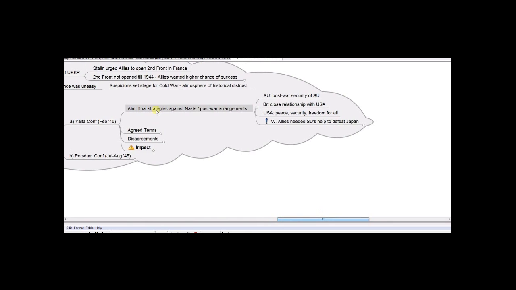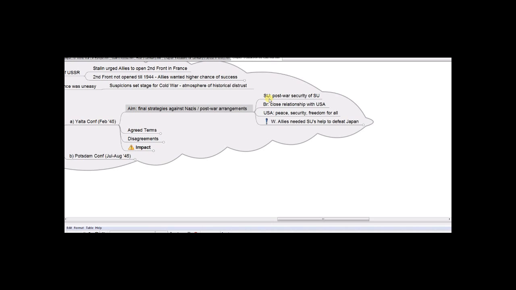Okay, and what happened was that the aims were actually different across the board. The Soviet Union's main priority was to secure post-war security. Having been invaded in World War One and in World War Two, the Soviet Union did not want to be invaded again. So its main priority was to secure its own borders, secure its country from future invasions.